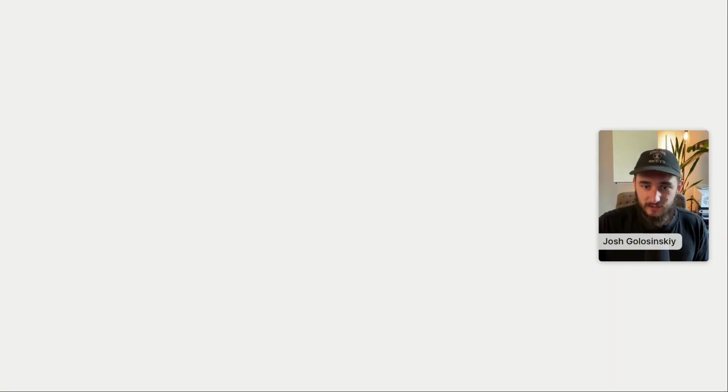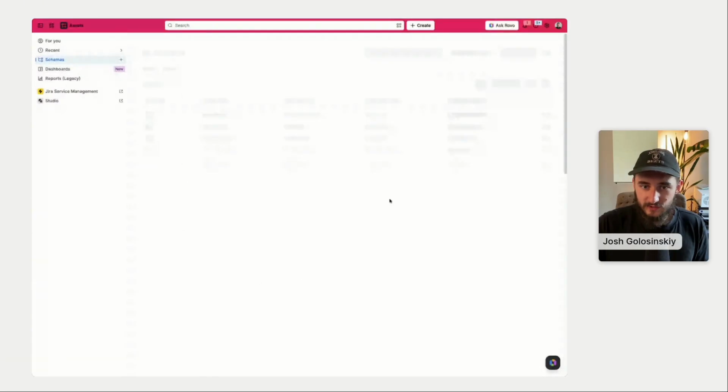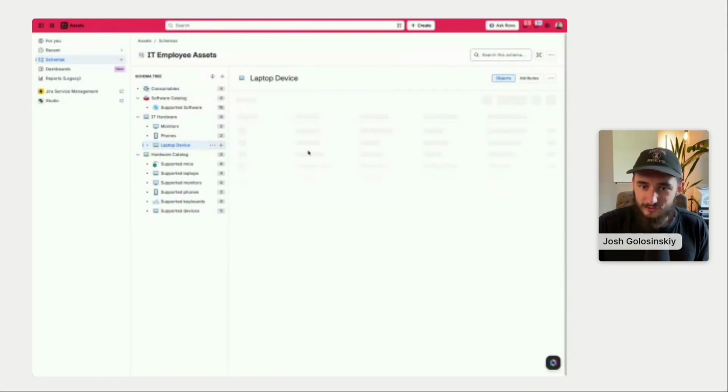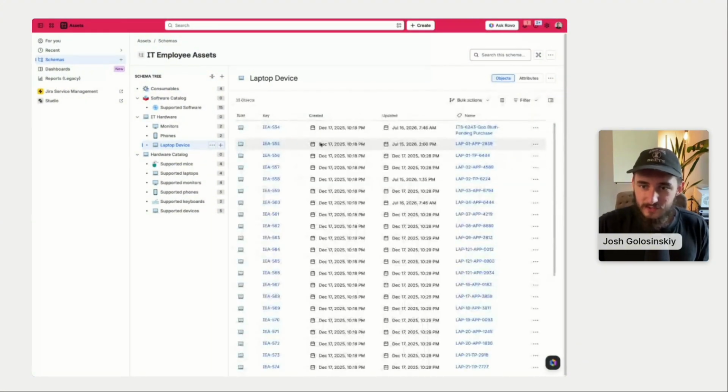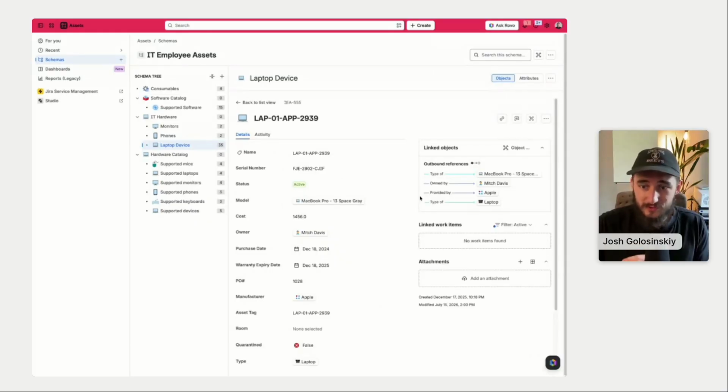And it's basically this here. So if I go to my IT employee assets and I go to a relationship, whenever it loads, there we go. I'll pull up a laptop because I know these do have relationships. There's going to be a link on the right side, either a link or a relationship or something similar. And it's going to say things like type of, provided by, owned by.